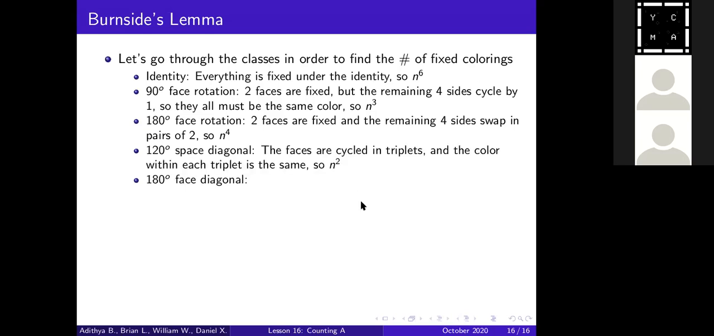And then if we have the 180-degree face diagonal, well then 2 opposite faces will swap, and the other 4 faces will come in pairs that swap with each other, so that the 2 next to each other will swap. So this gives us 3 total choices. So then this tells us that it's n to the third in this case as well.